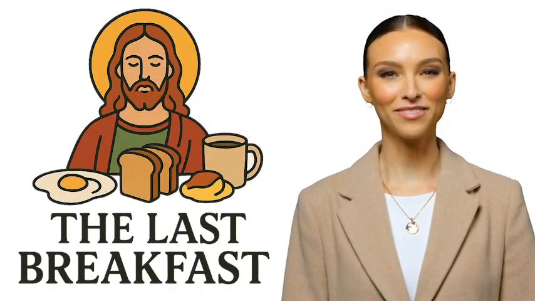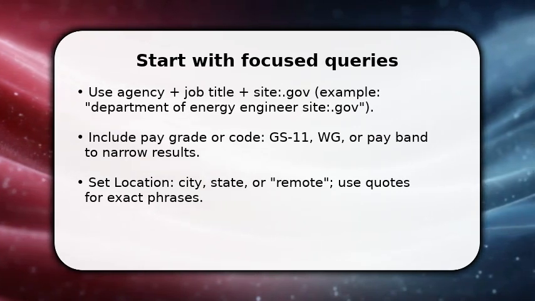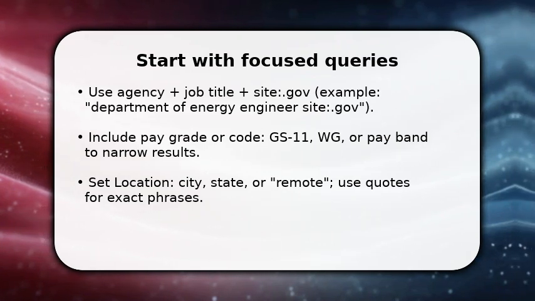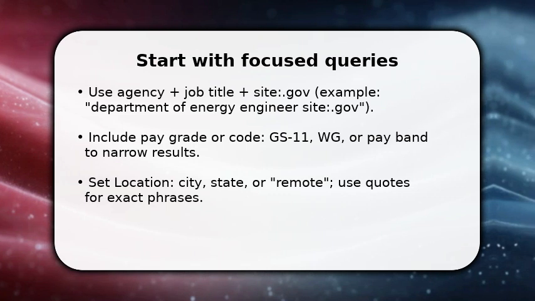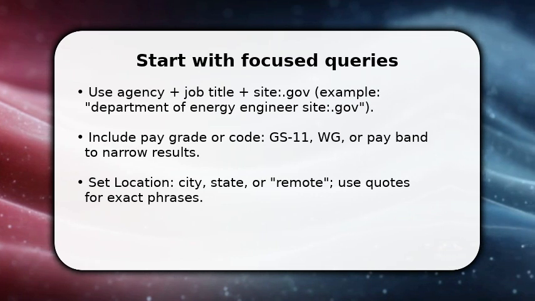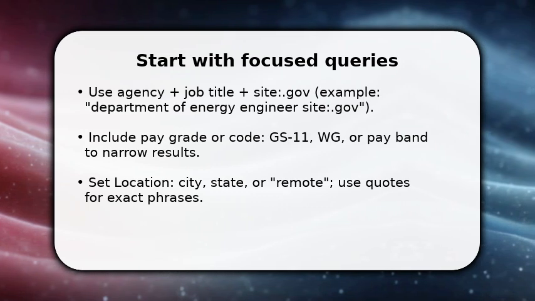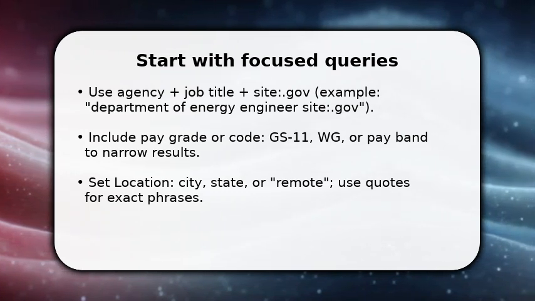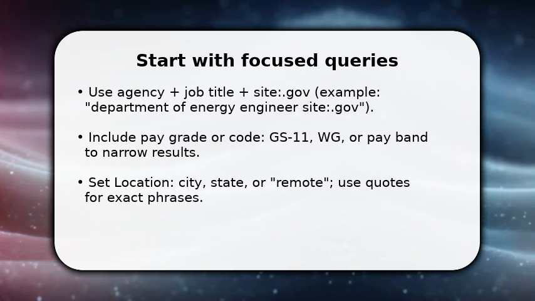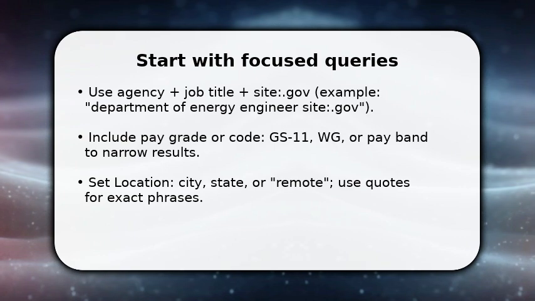Please enjoy the video. Open Google and begin with a tightly focused query. You want precision, not broad browsing. Type the agency or program name plus the exact job title and ad site:.gov to limit results to official postings. Once done, append pay grade or classification like GS-11 or a pay band to filter relevance. Make sure to include location in quotes for exact matches or add remote when applicable. These first steps stop irrelevant listings and surface official vacancy announcements immediately.